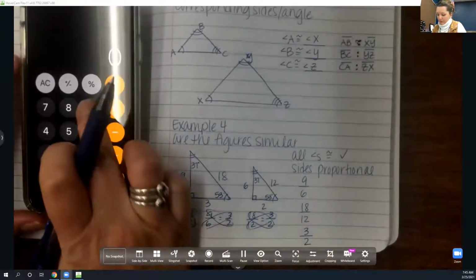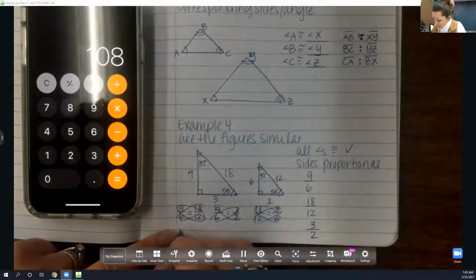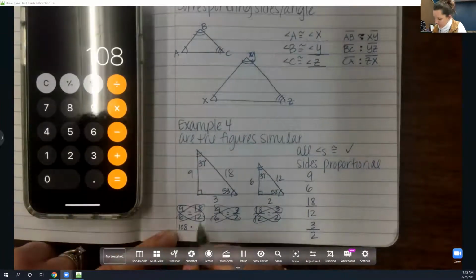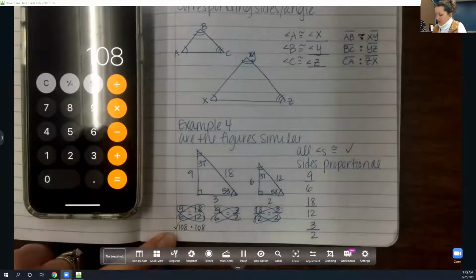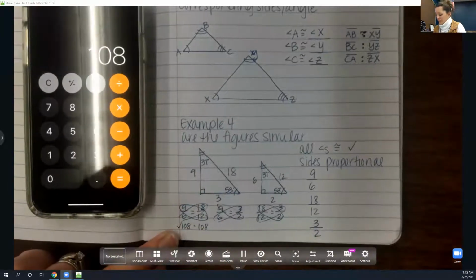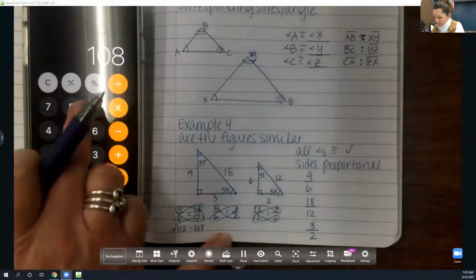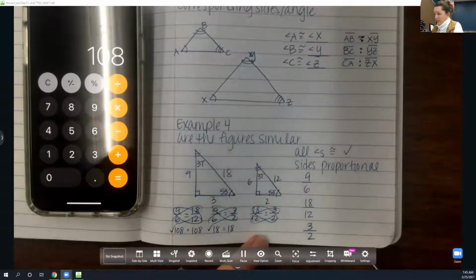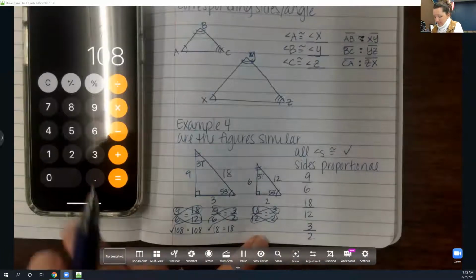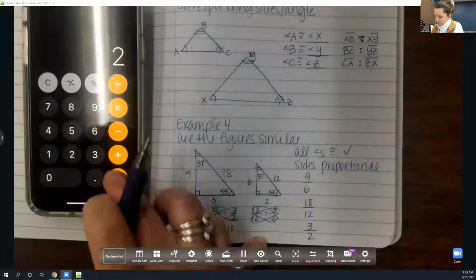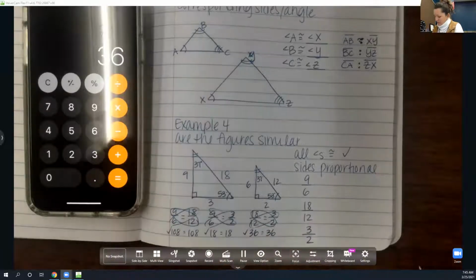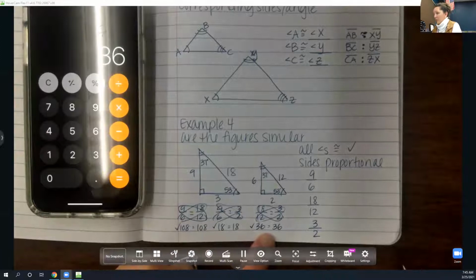9 times 12 is 108. Is 6 times 18 108? It sure is. So those are equal ratios, meaning those sides are similar. Let's see if it is true here. 9 times 2 is 18, and 3 times 6 is 18. So that's true. Let's see if our last set is true. 18 times 2 is 36, and 12 times 3 is 36. So that's also true. So all of my sides are proportional.